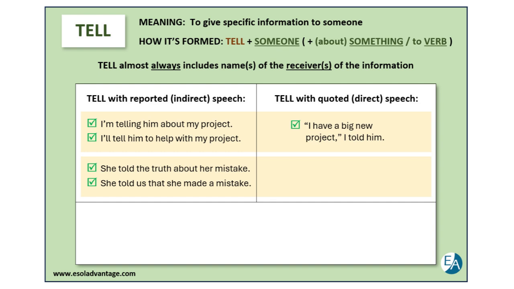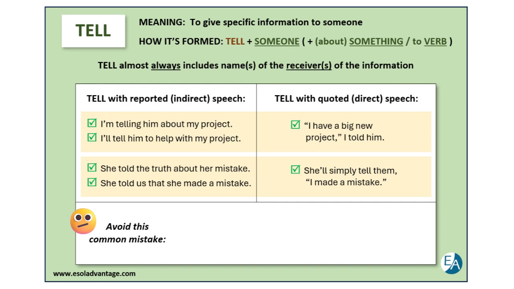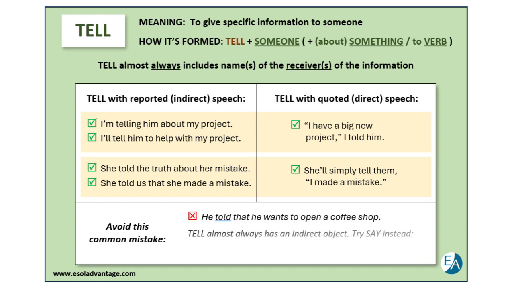So here's an example with quoted direct speech. She'll simply tell them, "I made a mistake." Those will be her words. I made a mistake. When you're using tell, avoid this common mistake. He told that he wants to open a coffee shop. Once again, tell almost always includes the someone who receives the information. Tell almost always has that indirect object. If you don't want an indirect object, try using say instead, as in, he said that he wants to open a coffee shop.